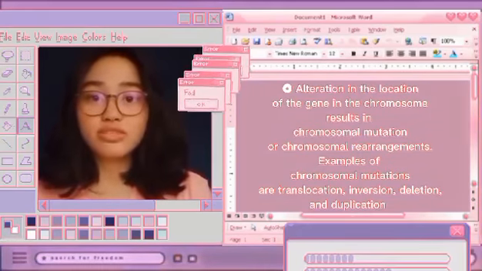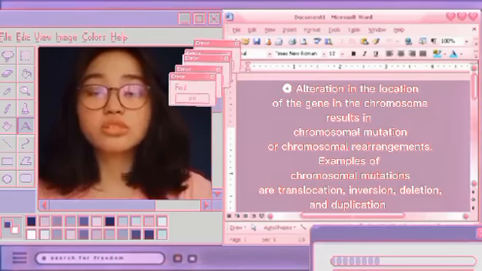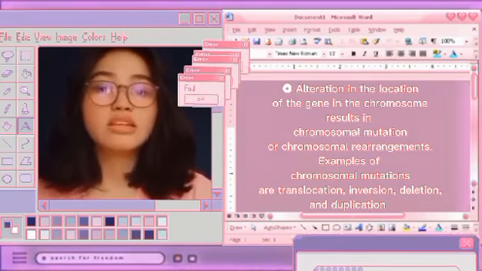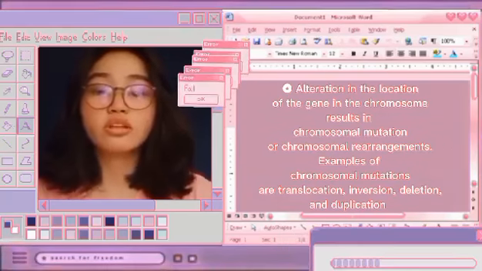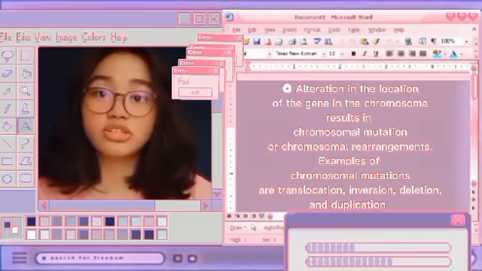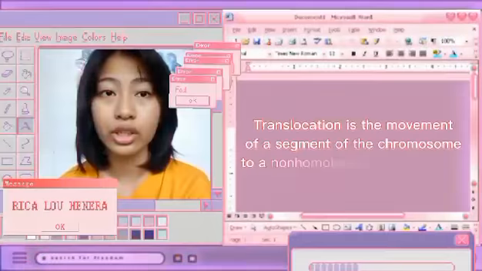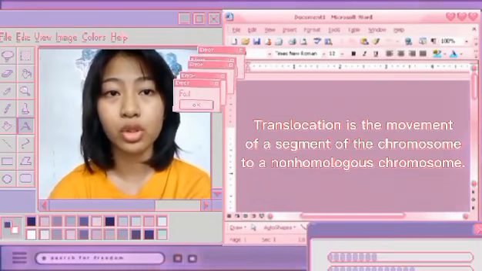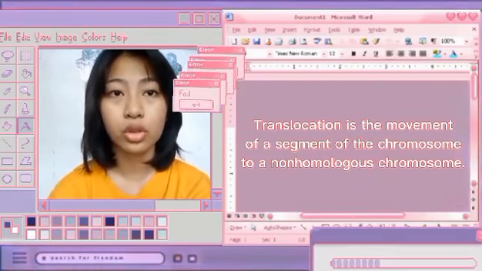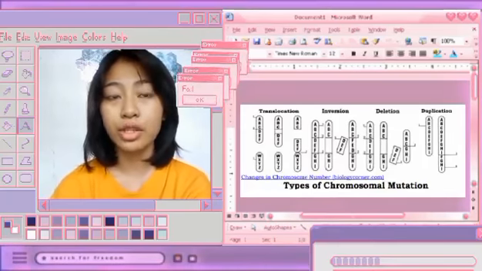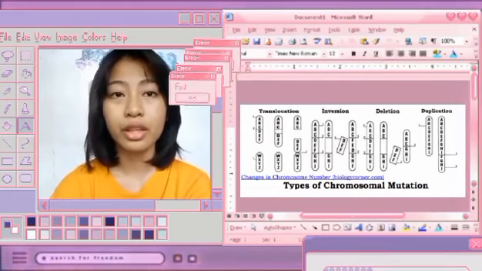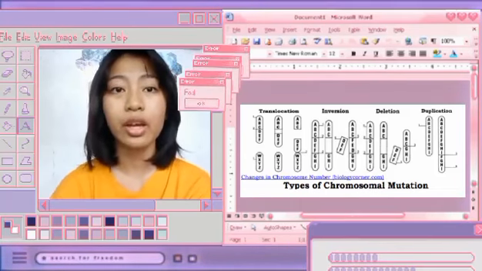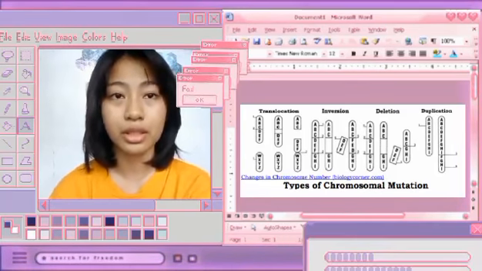Alteration in the location of the gene in the chromosome results in chromosomal mutation or chromosomal rearrangements. Examples of chromosomal mutation are translocation, inversion, deletion, and duplication. Translocation is the movement of a segment of the chromosome to a non-homologous chromosome. As you can see in the image above, the non-homologous chromosome is carrying or bearing the segment DEF and the WXYZ segments.